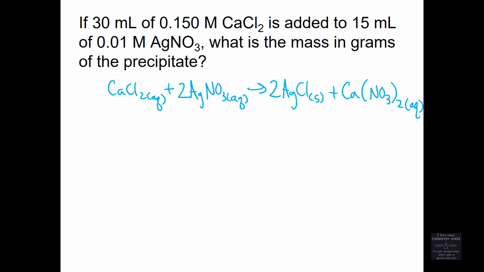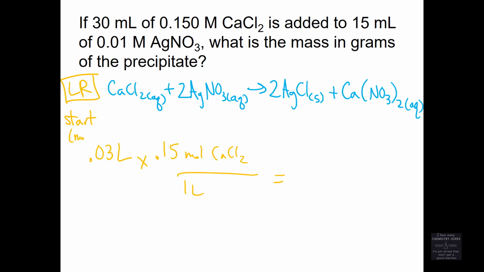Okie dokie. So 0.03 liters times 0.15 moles calcium chloride per 1 liter tells me how many moles of calcium chloride are in my solution. You may not prefer limiting reactant tables this way, but I really like them because they help me organize my thoughts. So my starting number of moles of calcium chloride is 0.0045 moles.